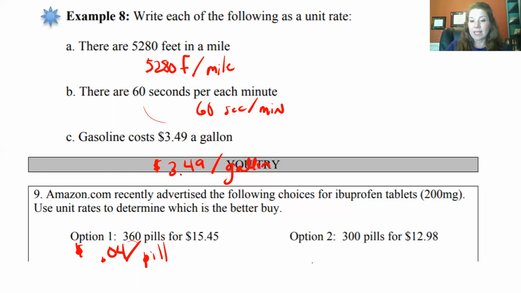Oh, I should have gone farther because they both round to be 4 cents. So that means I need to know what's the next number or 2. 0.0433 for option 2, and option 1 would have been, let me erase this.